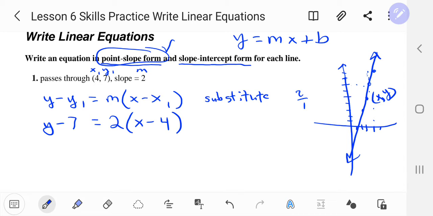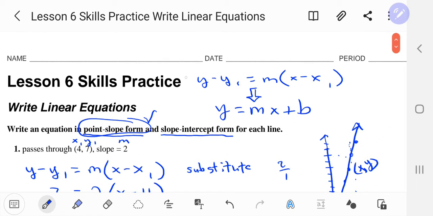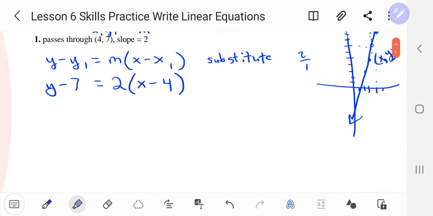Now we have to manipulate this, transform it into slope intercept form. If we look up at the forms up here, what's the difference between the two? Well, there's no parentheses, and y is by itself. So we got to get rid of these parentheses here, and we got to get y by itself. That's our goal. Get rid of parentheses and get y by itself.